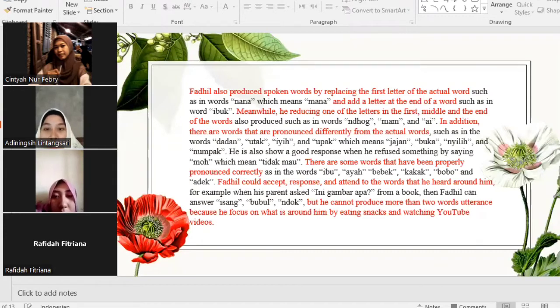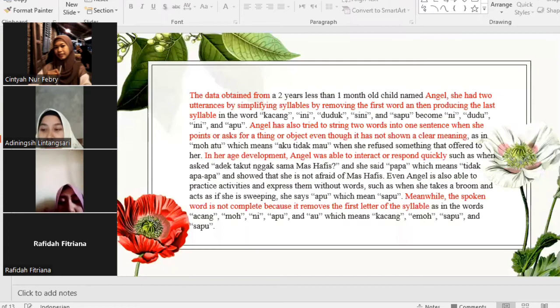Fadil also produced spoken words by replacing the first letter of the actual words and adding a letter at the end of a word. Meanwhile, he reduced 1 of the letters in the first, middle, and the end of the words. In addition, there are words that are pronounced differently from the actual words. There are some words that have been pronounced correctly. Fadil could accept response and attend to the words that he heard around him, but he cannot produce more than 2 words utterance because he focused on what is around him, by eating snacks and watching YouTube videos. Next slide, please.